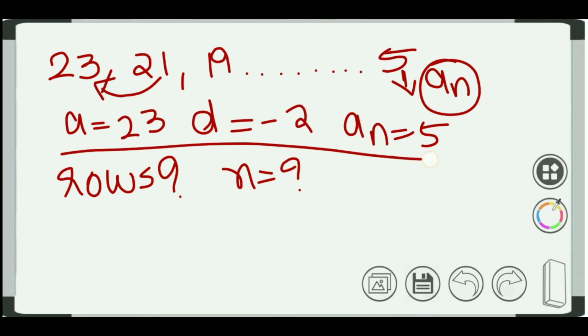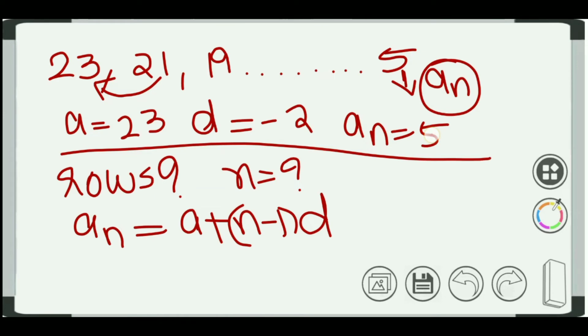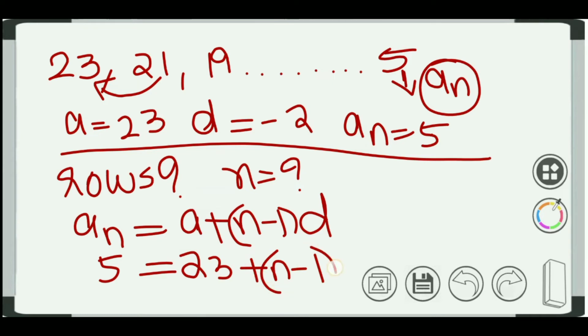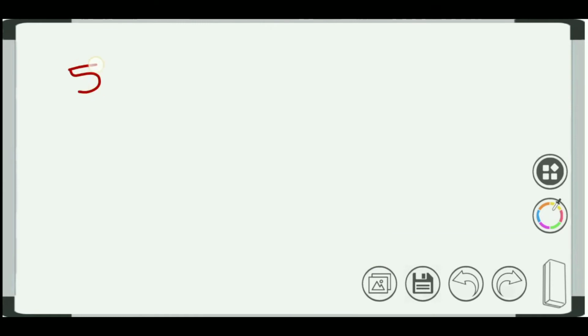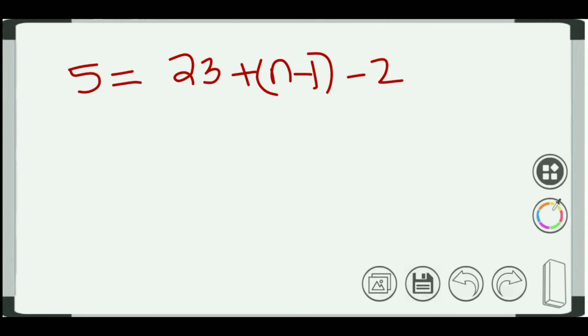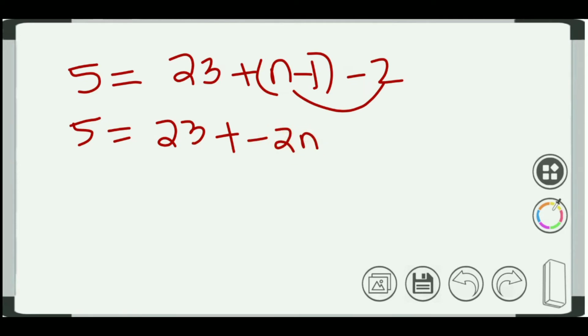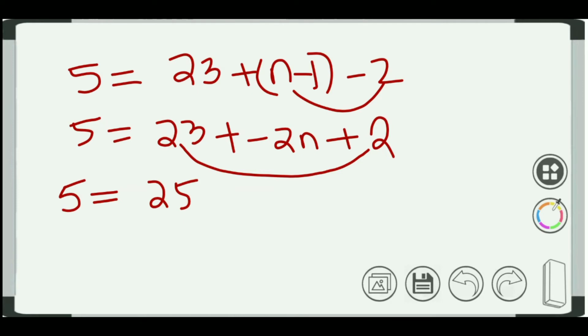I am putting these values in the formula. An is equal to a plus n minus 1 into d. What is an? 5. 5 equal to a, 23, plus n minus 1 into minus 2. 5 equal to 23 plus minus 2 into n, minus 2n, minus 2 into minus 1 plus 2, negative into negative, positive. 5 equal to 23 plus 2, 25, minus 2n.